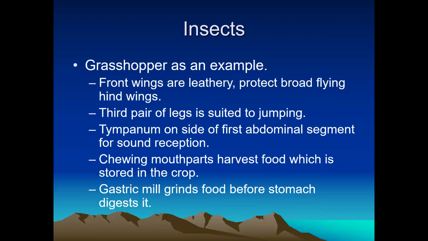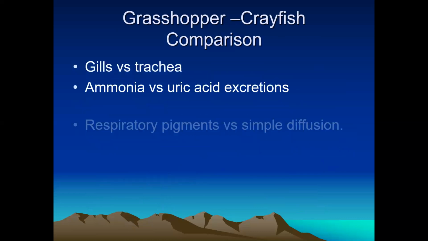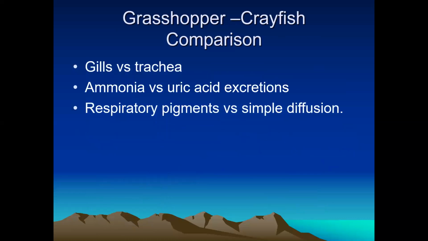The grasshopper is the main example of this. Here are the body parts and other things that I asked students to locate in a dissection. And these were the 3 main features that I always ask them to compare and contrast: gills for extracting oxygen out of water, and trachea for extracting oxygen out of air. Ammonia versus uric acid excretions, and respiratory pigments versus simple diffusion. So we won't go into those details, because you didn't do those dissections.